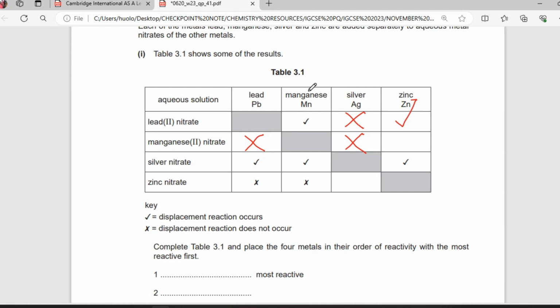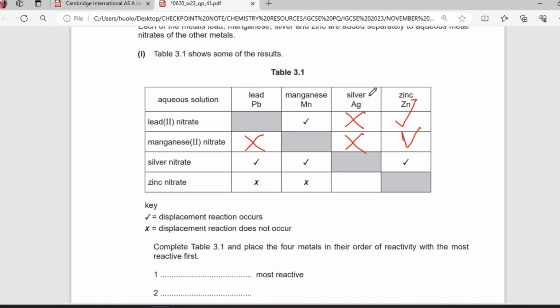Okay, now let's look at it again. When you put manganese in zinc nitrate, what did we see? A cross. It tells you that even zinc is more reactive than manganese. Okay, so putting zinc in manganese(II) nitrate, we also expect a reaction to take place. So that's a tick. So in other words, zinc is more reactive than manganese.